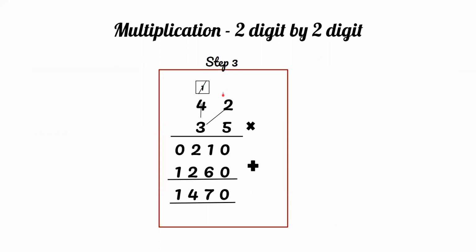Step 3. Then we add the partial products. So 0 plus 0 equals 0. 1 plus 6 equals 7. 2 plus 2 equals 4. 0 plus 1 equals 1.